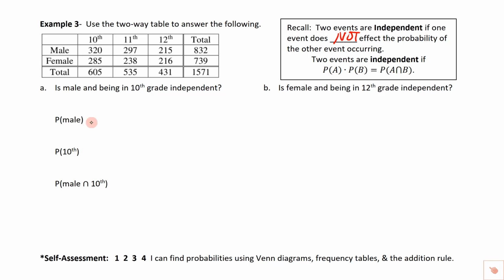So here's what we're going to do to figure this one out. We've got this data sitting right here. It's just a two-way table, and it says probability of being male. So there are 1571 altogether. Male, 832.